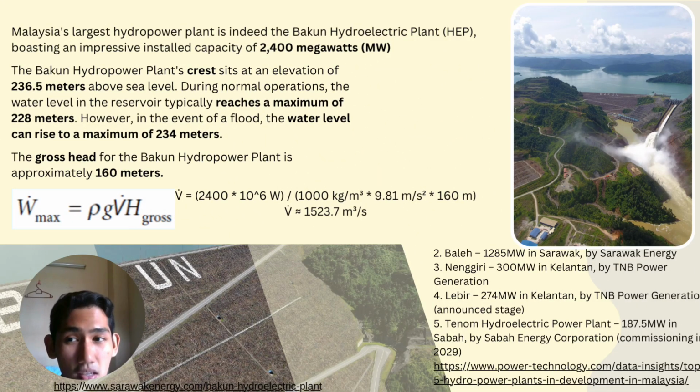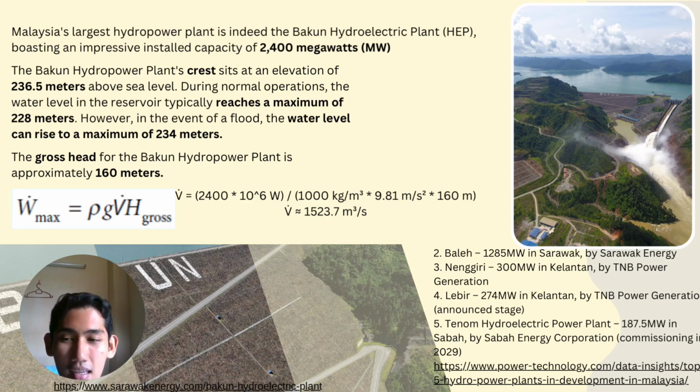Next, in Malaysia, there are several large-scale hydroelectric power plants, with the Bakun Hydroelectric Plant in Sarawak by Sarawak Energy being one of the most prominent, with a maximum water level of 236.5 meters above sea level. This plant boasts a significant capacity ranging from roughly 2,400 megawatts to 2,700 megawatts and has an estimated head of 116 meters. Following Bakun, the Baleh Hydropower Plant in Sarawak holds the position of Malaysia's second largest hydropower plant, capable of generating a substantial 1,300 megawatts of electricity.